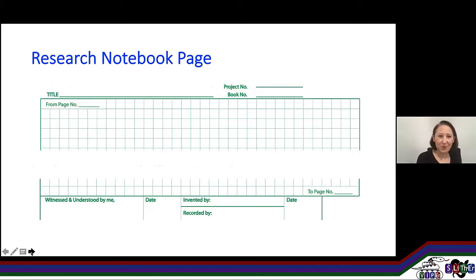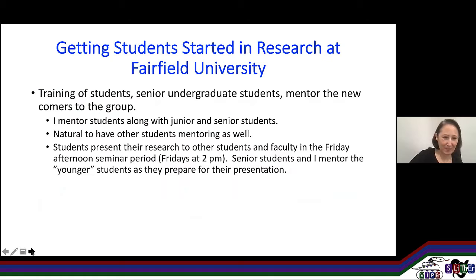So this is a sample notebook page, which I added right after John's slide, since I mentioned notebooks, but I'm also going to talk about it a little bit. Okay.